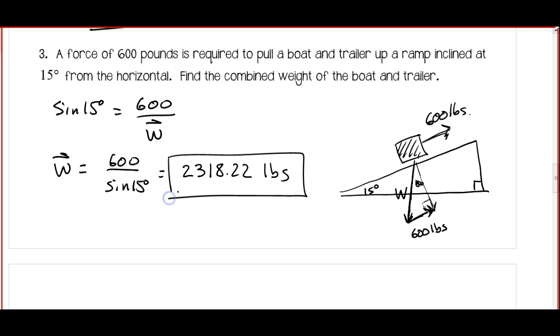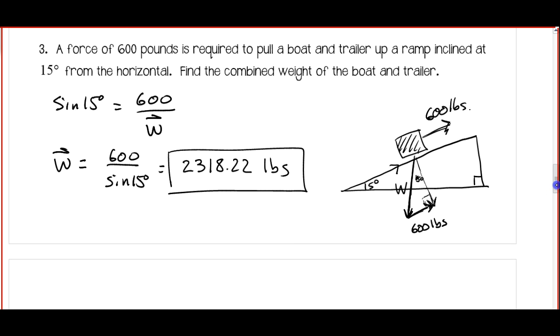pounds. Okay, so if you have some questions about why these two triangles are similar, make sure that you ask me in class. But basically it has to do with the fact that this hypotenuse here is parallel to this 600 pounds here, and then we end up with some alternate interior angles, and they have the right angles in common, and if you remember your AA similarity theorem from geometry, we can get those triangles similar.